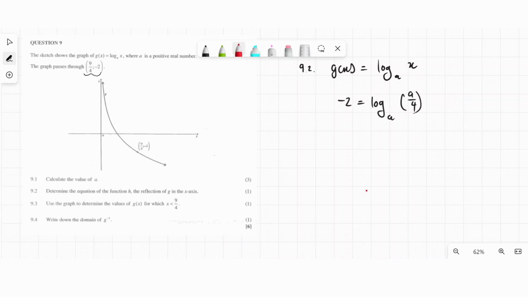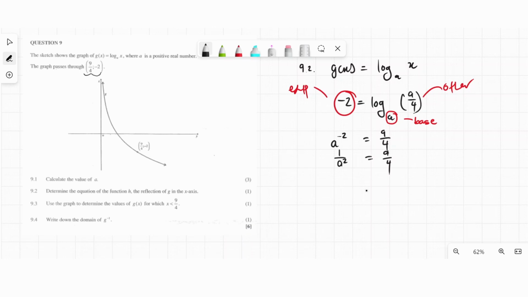This one is going to be our base, our a is our base, our -2 is going to be the exponent, and this one is going to be on the other side, right? So let's do that. It's going to be a to the power -2 is equal to 9/4, right? So this is the same as saying 1 divided by a to the power 2. Then this is going to be 9 divided by 4.